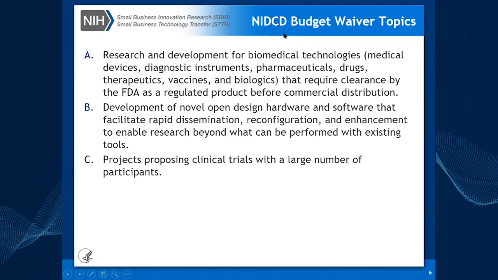I described that you could ask for budgets above those caps. These are the budget waiver topics, and they're published in the application instructions. And NIDCD has 3. One is for research and development of technologies that require clearance by the FDA as a regulated product before commercial distribution. We also allow you to have larger budgets if you're going to develop a novel open source software, open design hardware that will enable research beyond what's currently possible with existing tools, or projects with clinical trials that have large numbers of participants.